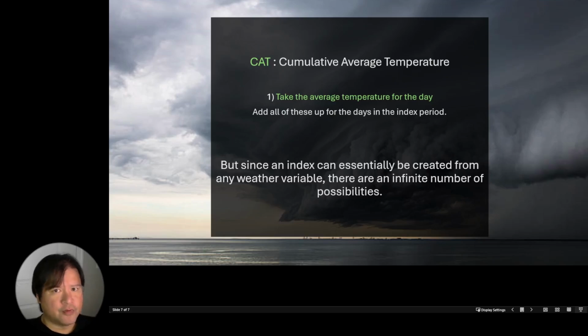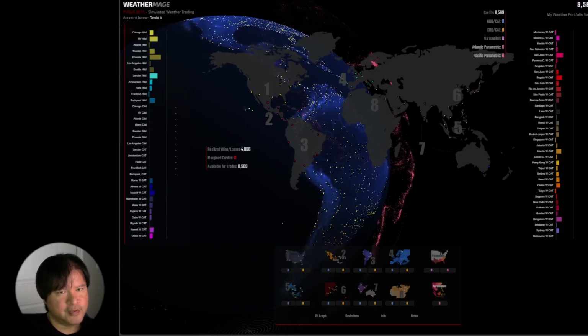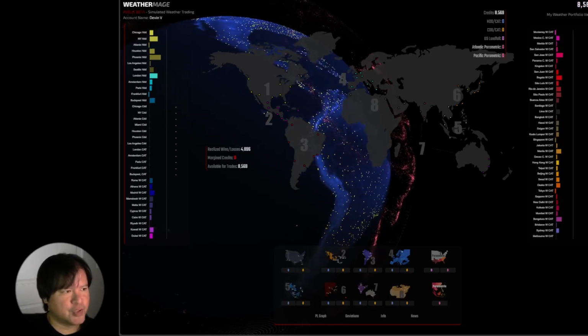I personally prefer using this measure called CAT, or cumulative average temperature, for the index. It's a simple calculation. You just take the average temperature for the day, and you add them all up for the days in your contract period. That's it. Most of the markets on WeatherMage are in CAT and on a Celsius scale, and to me, it's a much better way to measure temperature, primarily in a climate context. So now that we got that done, let's do our first trade on the platform.